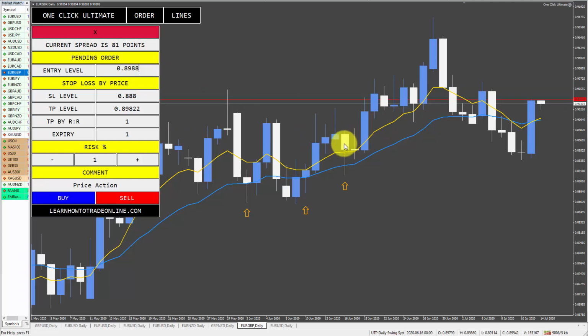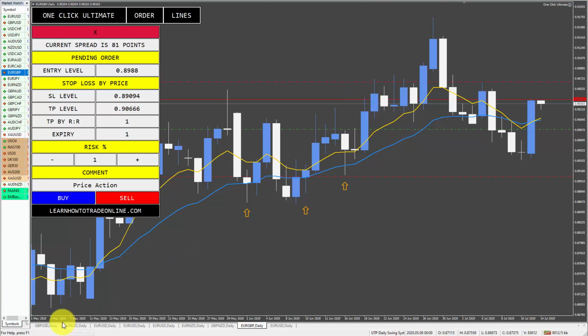Stop loss sits underneath the low, which is 89.094. Take profit gets worked out for me. Go ahead and click buy or sell. I want to buy. And entry, stop, and targets already pre-populated for me, which is pretty cool.